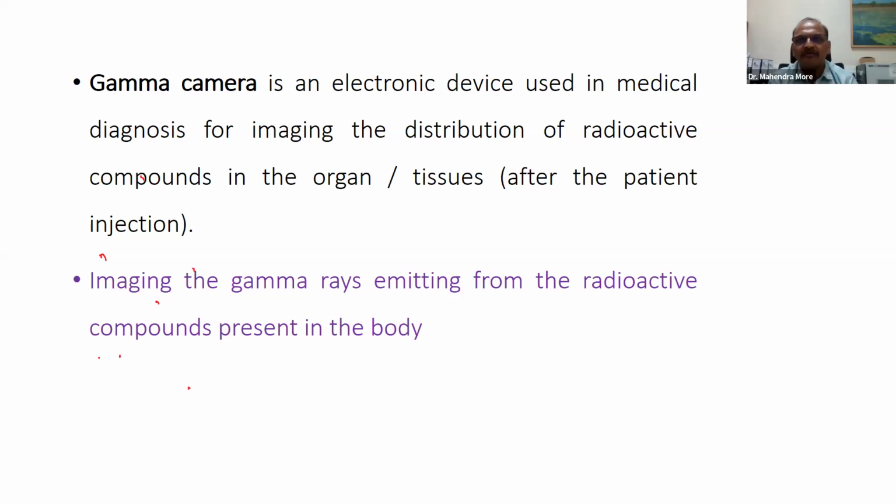So gamma camera is an electronic device used in medical diagnosis for imaging the distribution of radioactive compounds in the organs or tissue once the patient is injected. Imaging the gamma rays emitted from the radioactive compounds present in the body.